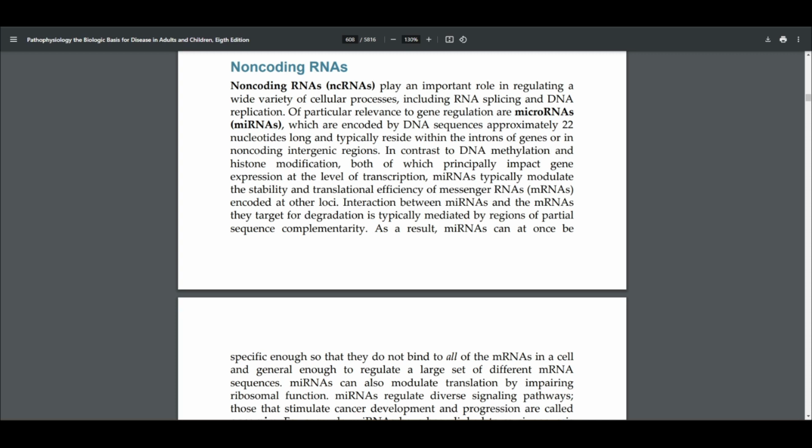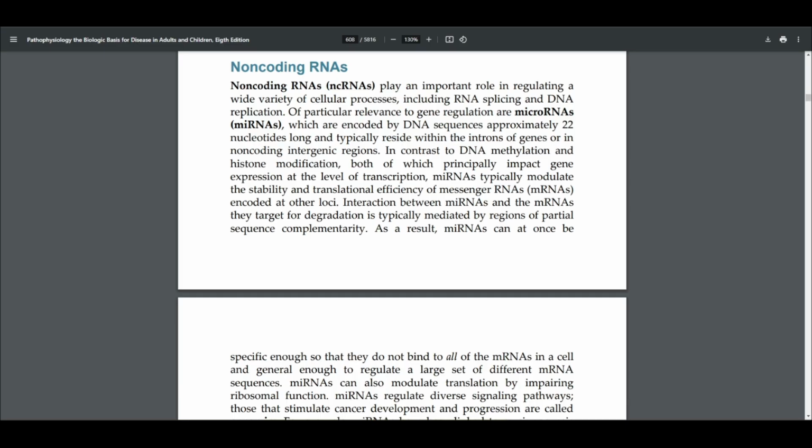Now, non-coding RNA. Non-coding RNAs play an important role in regulating a wide variety of cellular processes, including RNA splicing and DNA replication. Of particular relevance to gene regulation are microRNAs, which are encoded by DNA sequences approximately 22 nucleotides long and typically reside within the introns of genes or in non-coding intergenic regions.